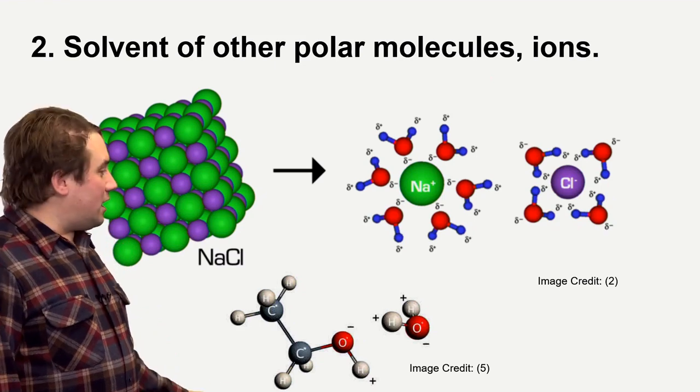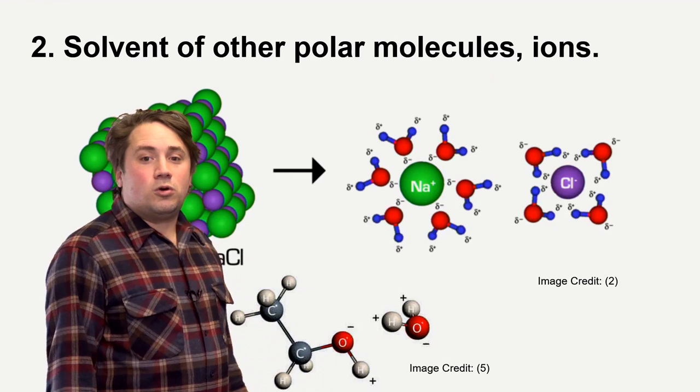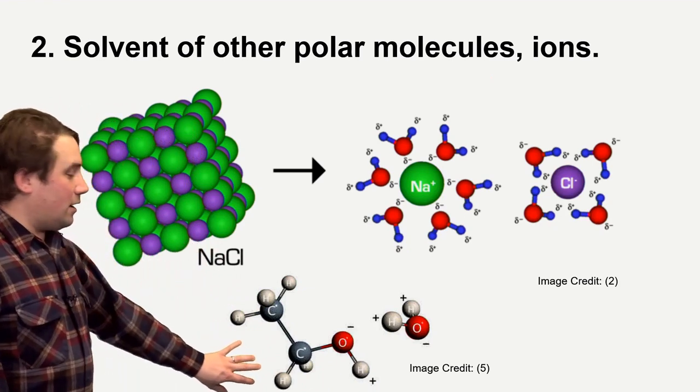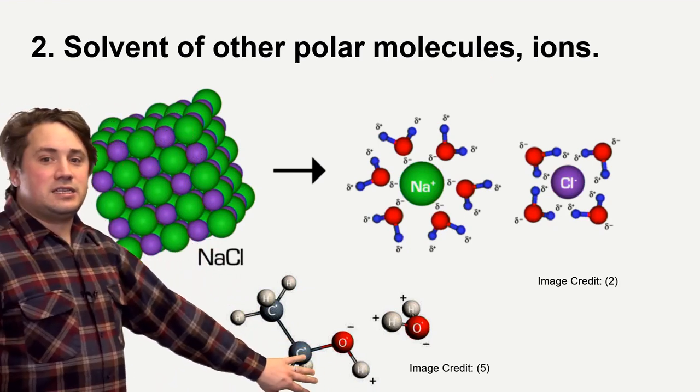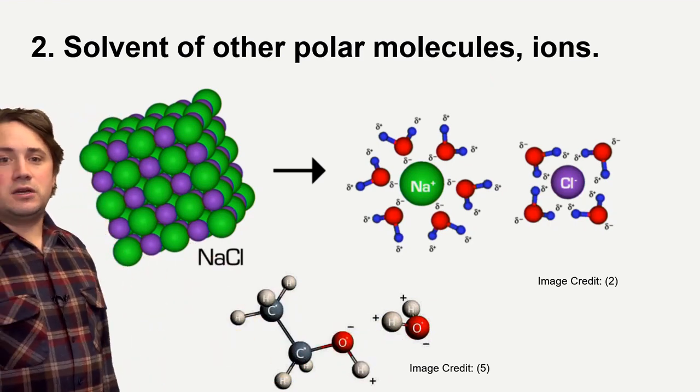And what this does is it allows ethanol, or ethyl alcohol, to be dissolved in water. So this is an example of a covalently bonded molecule that nonetheless has a dipole moment, just like this water molecule does, and that's what allows alcohol to be dissolved in water.